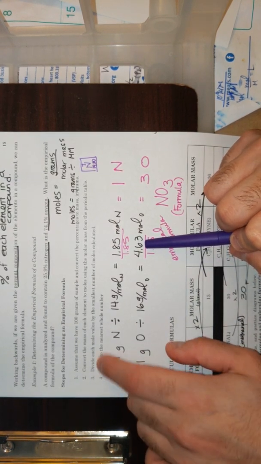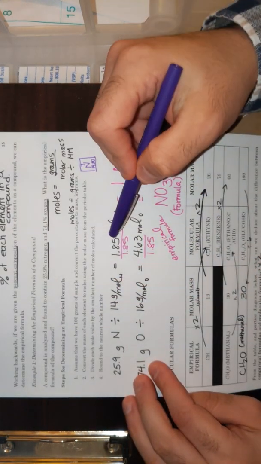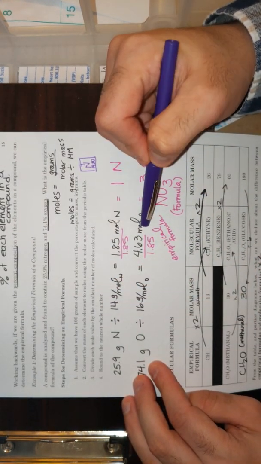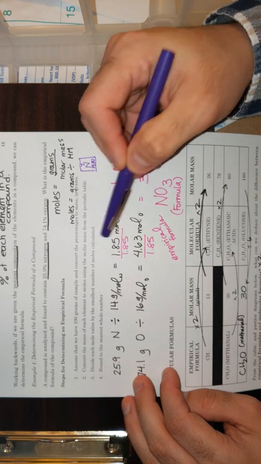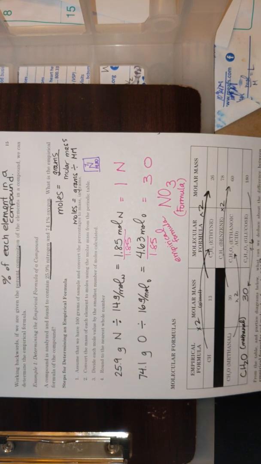Then step 3 says divide each mole by the smallest number of moles calculated. So between 1.85 and 4.63, I divide by the smallest moles, which is 1.85. I'm dividing both of these by 1.85, and I'm going to get a new number, which is the relative number of atoms in the compound.